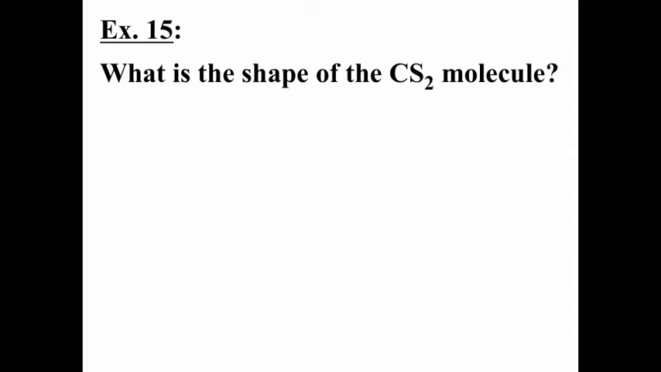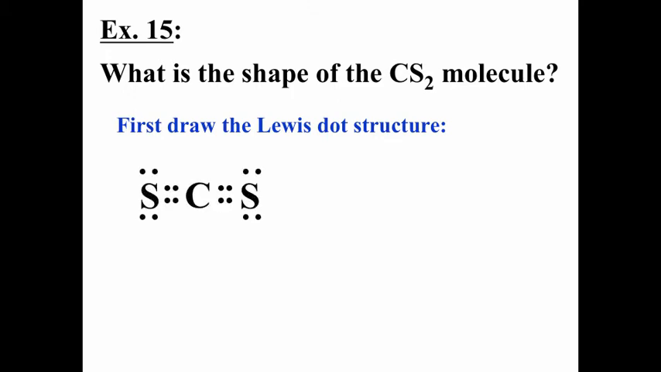Okay, let's do one more example. What's the shape of a CS2 molecule? Well, we draw the Lewis dot structure first. You might want to pause the screencast and see if you can draw it correctly. And then hopefully you drew something like this: 4 valence electrons for carbon, 6 for each sulfur. Ends up having to have double bonds in between carbon and each sulfur. And another way to draw it is with lines for the double bonds.